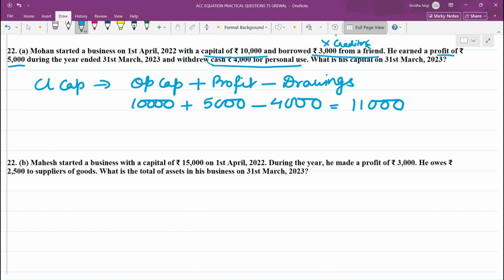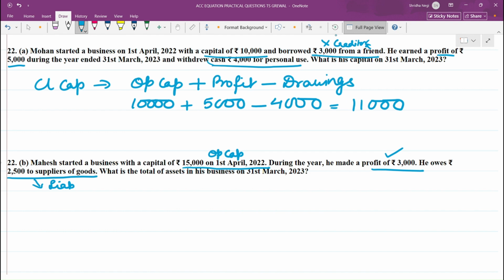B part is Mahesh started a business with a capital of 15,000 on 1st April. तो ये opening capital है. During the year, he made a profit of 3,000. This will affect the capital account. He owes rupees 2,500 to suppliers of goods. This is a liability. Creditors हैं suppliers जो हैं उसके. So this will not affect. What is the total assets in his business as on 31st March?